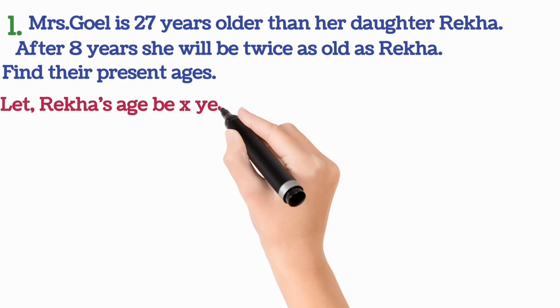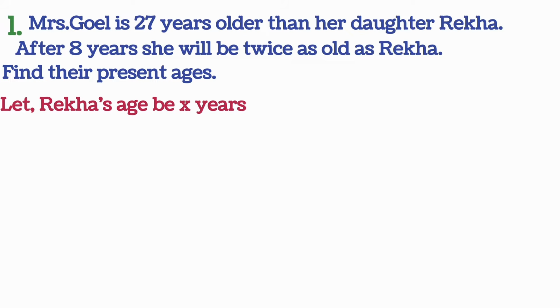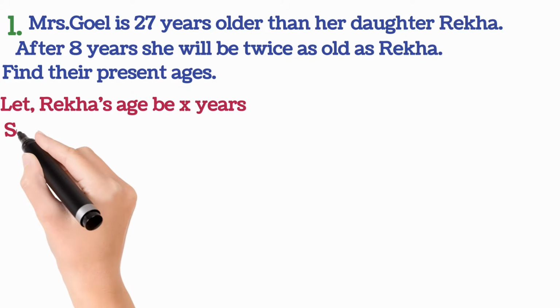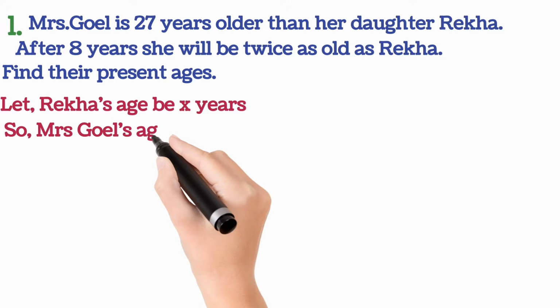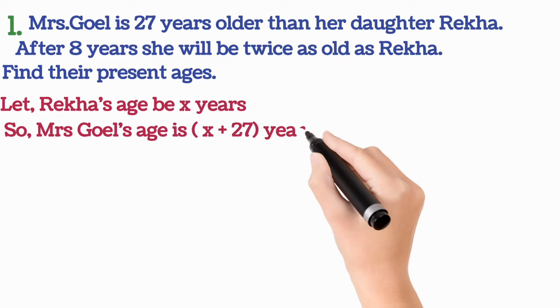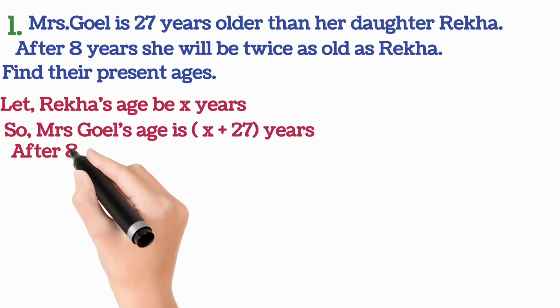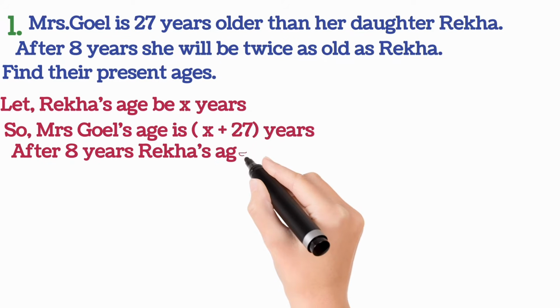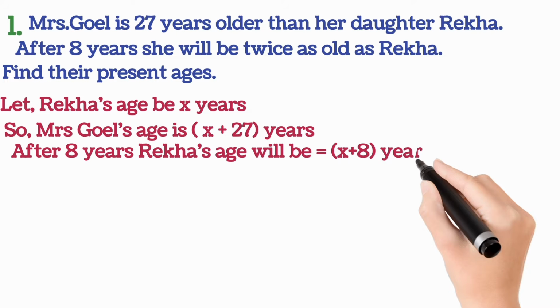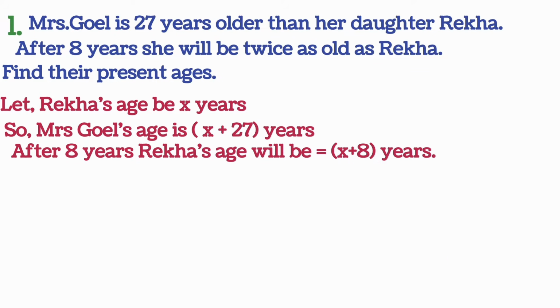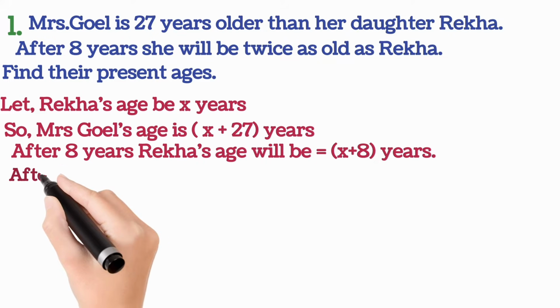x is the variable. You can take x, y, z, anything, no problem. Then Mrs. Goel's present age is x plus 27 years, because Mrs. Goel is 27 years older than Rekha. Now it says after 8 years she will be twice as old as Rekha. So first we will find their ages after 8 years. After 8 years Rekha's age will be x plus 8.